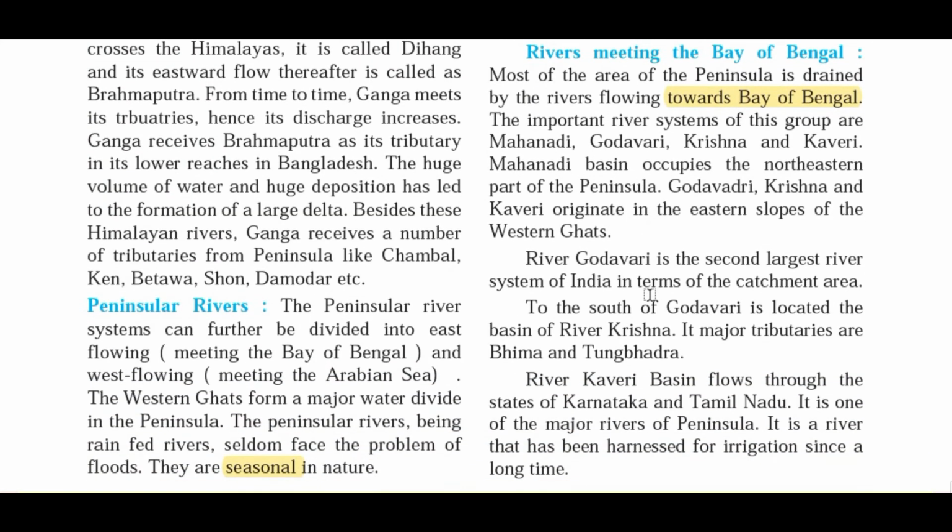Then we have river Godavari, the second largest river system in India, also in terms of catchment area. I have already told you what a catchment area is. It is an area from which a river accumulates water in its basin. As the catchment area increases, the volume of water in that particular river also increases.